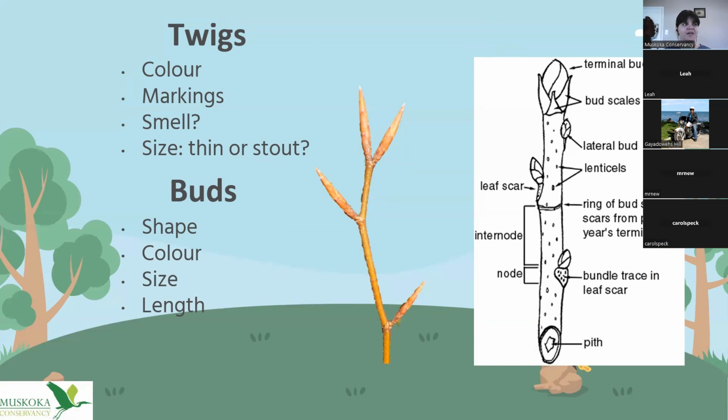twig. Each bud will also have scales on it. So those are called the bud scales. And the lateral buds are those that are found on the sides. And some will have a leaf scar, so where the previous leaf has fallen off and left a little scar behind. And on the twig, you may notice little dots, which are called lenticels, and they are essentially the area where gas exchange happens in the twigs. So that's it for our twigs and buds.